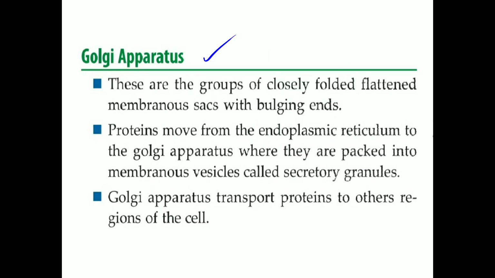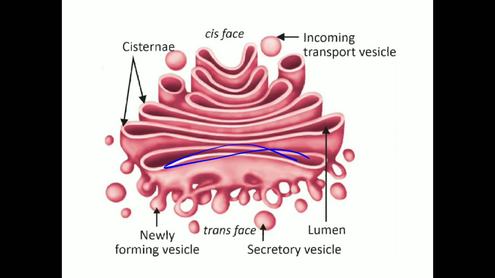The next is Golgi apparatus, Golgi complex, or Golgi body. They are a group of closely folded, flattened membranous sacs with bulging ends. You can see the closely folded, flat membranous sacs, and their ends are bulged.